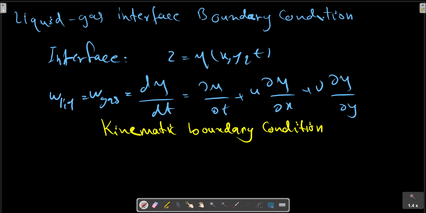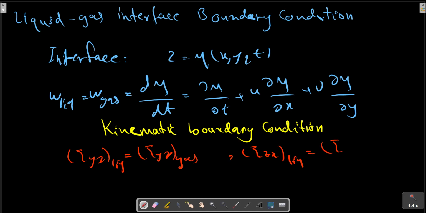There must be mechanical equilibrium across the interface. The viscous shear stresses must balance: tau yz at the liquid surface equals the shear stress on the gas surface, and also the shear stress in the zx plane for liquid equals the shear stress in the zx plane for the gas interface.